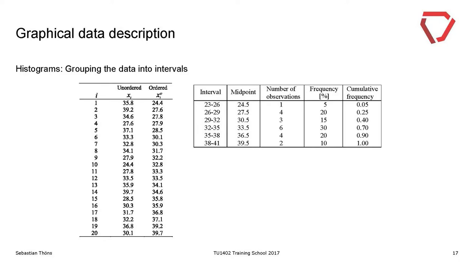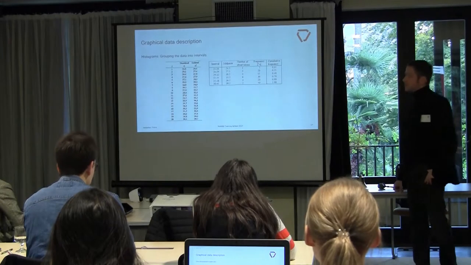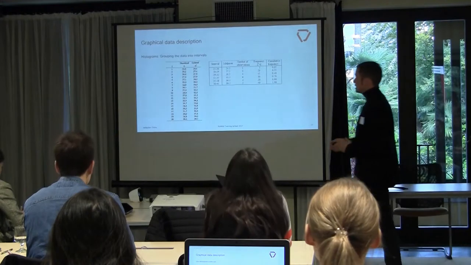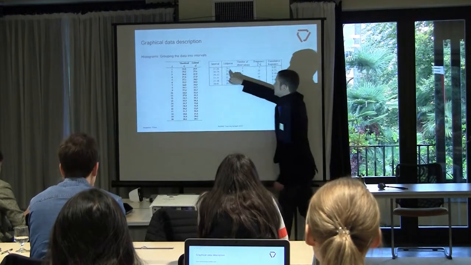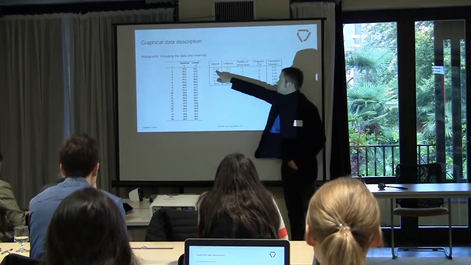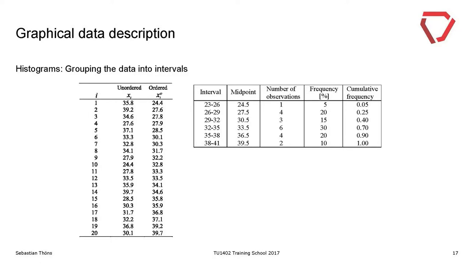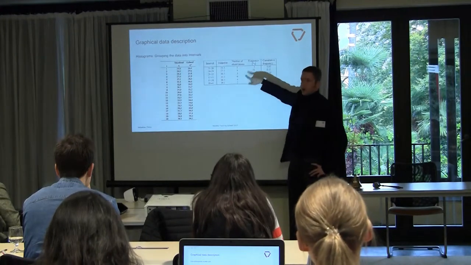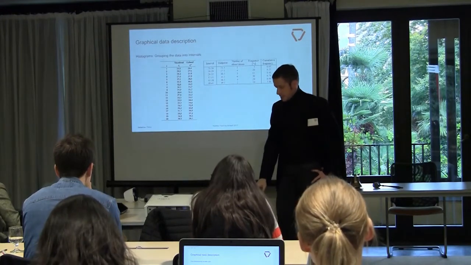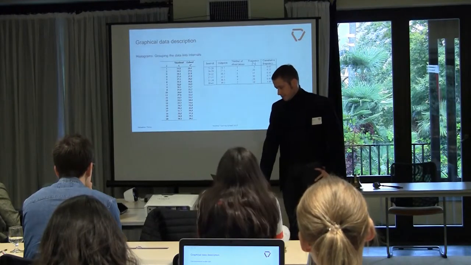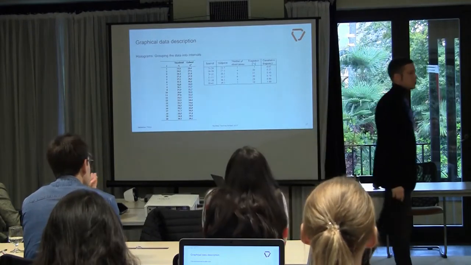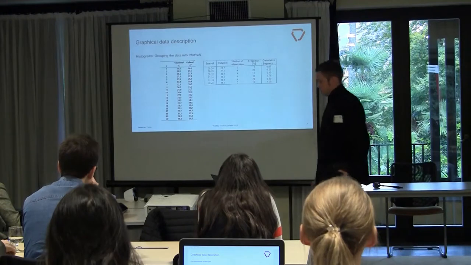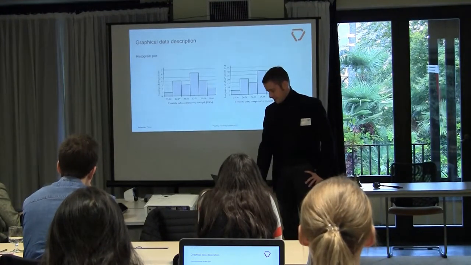For graphical description, we can also do histograms. When we do histograms, we need intervals where we put the data and count the data in each interval. So we define an interval here from 23 to 26. We have one observation in here, and if you relate it to the overall observations, this gives a frequency. Then we can also add the frequencies, and we have the cumulative frequency. This is how it looks.